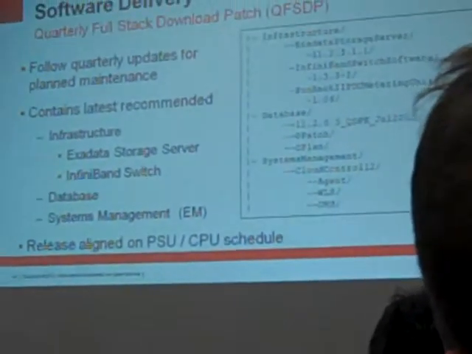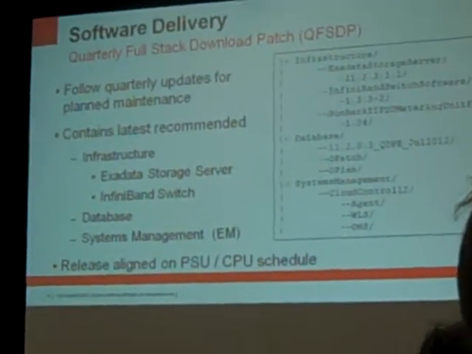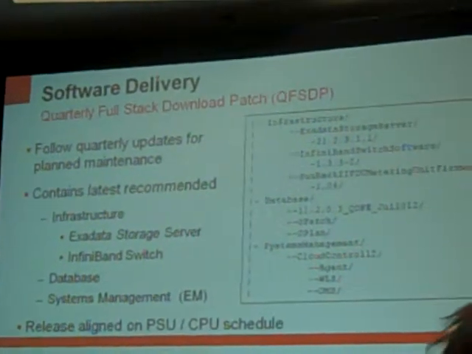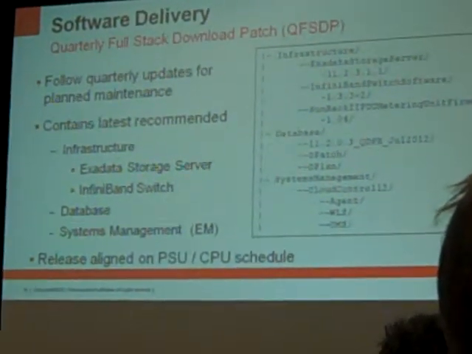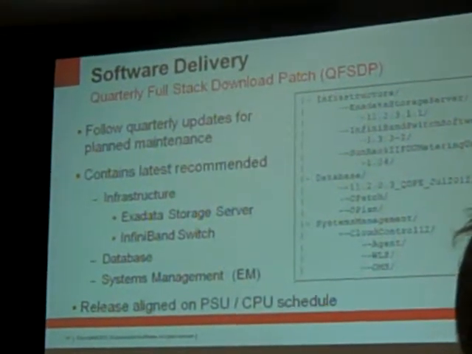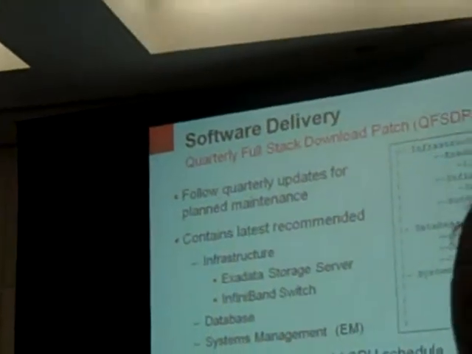So how do you get the software? You can get all those individual pieces I just talked about. So the cell software, the database quarterly patch, all the additional things that you might need like OPatch, the InfiniBand switch software. You can get that individually by just clicking on links in the patching note. Or you can download this quarterly full stack download patch.